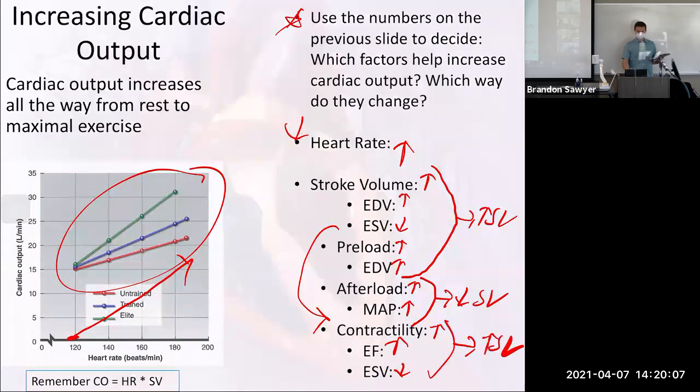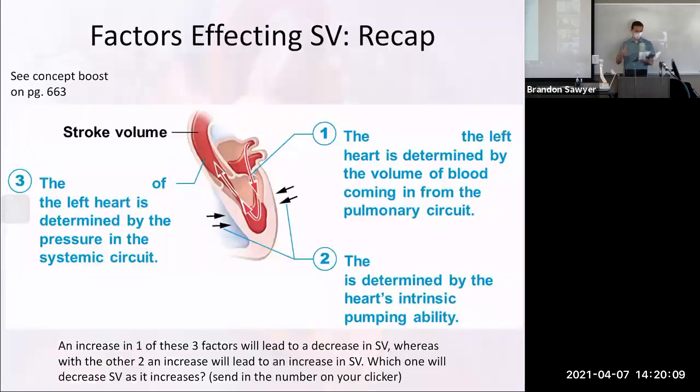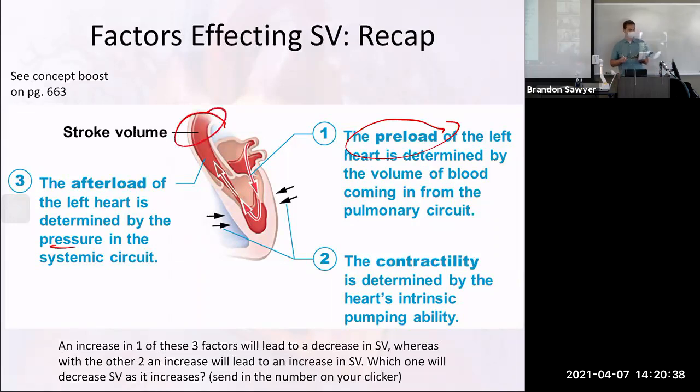All right. Okay, so a couple more things to kind of finish this off here. So those three factors that dictate stroke volume again. Okay, so number one, the left heart's filling is determined by the volume of blood coming from the pulmonary circuit. Right, so that's our preload. Okay. Number two is determined by the heart's intrinsic pumping ability. Right, that's our contractility. And then number three is the afterload. It's determined by the pressure in the systemic circuit. Right, so that's right there. How much pressure is right there.